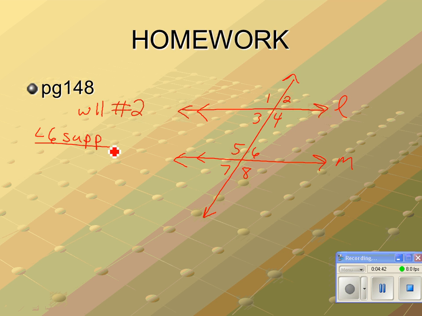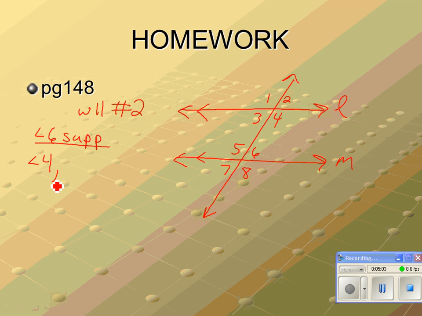We have angle 6 here. 4. I accept that. How do you know 4 is supplementary to it? What kind of angles are they? Consecutive interior. And that's the only ones out of all the pairs that we learned about that have to be supplementary. So angle 4 is one of them.